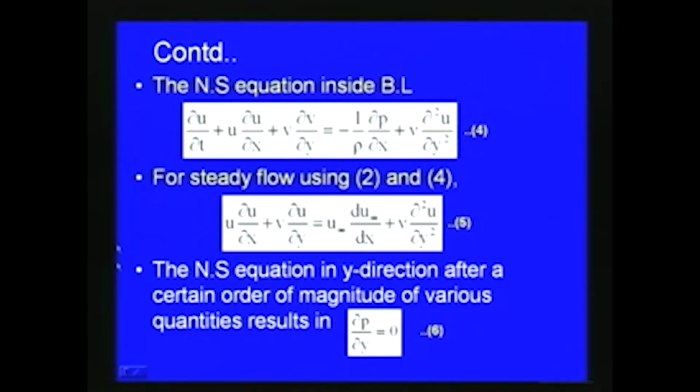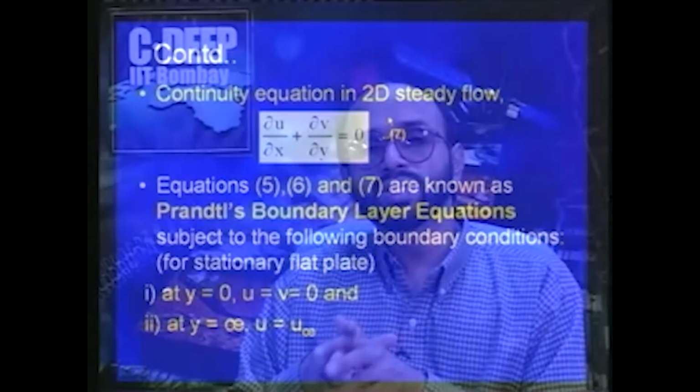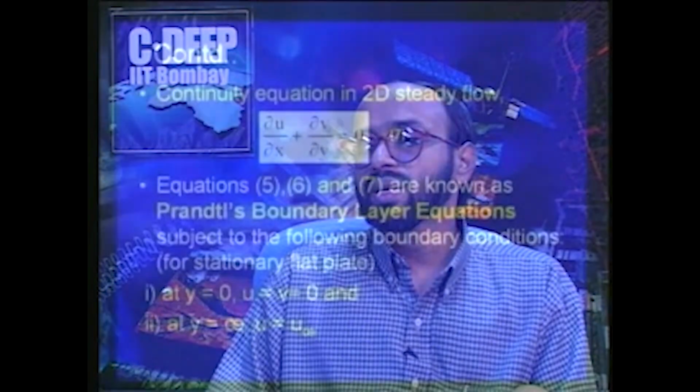The Navier-Stokes equation in y direction, after a certain order of magnitude analysis of various quantities, we can show that del p by del y is equal to 0, as in equation number 6. So as far as the y direction is concerned, we have del p by del y is equal to 0. Now the remaining equation is continuity. The continuity equation for two dimensional flow we can write as del u by del x plus del v by del y is equal to 0, as in equation number 7.